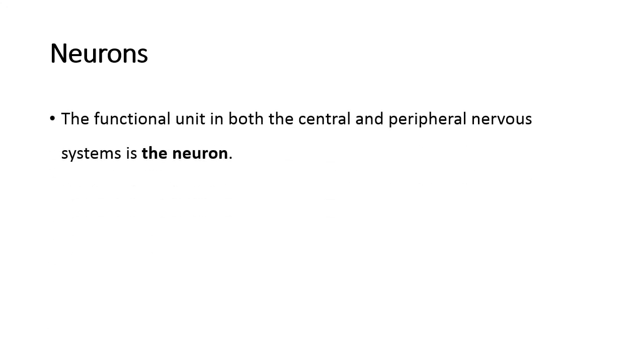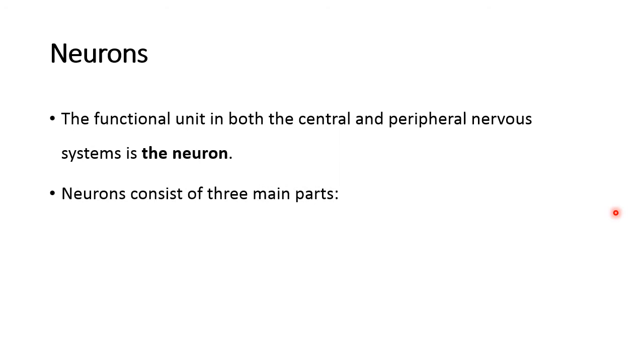The functional unit in both the central and peripheral nervous systems is a neuron. By the central nervous system we mean the brain and the spinal cord. By the peripheral nervous system we mean the cranial nerves, spinal nerves, and the peripheral nerves. So the functional unit in both systems is the neuron.